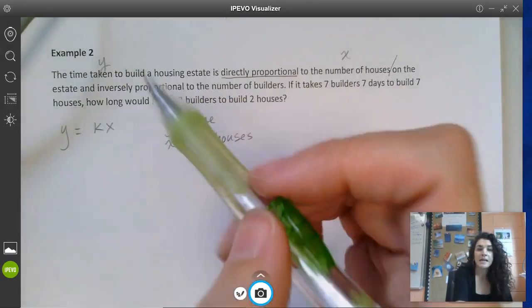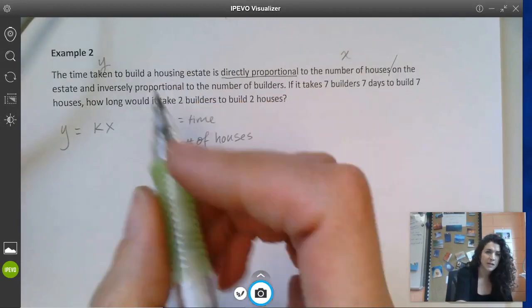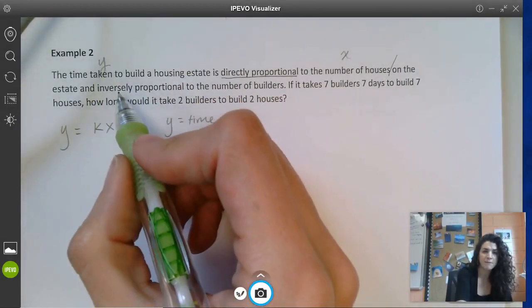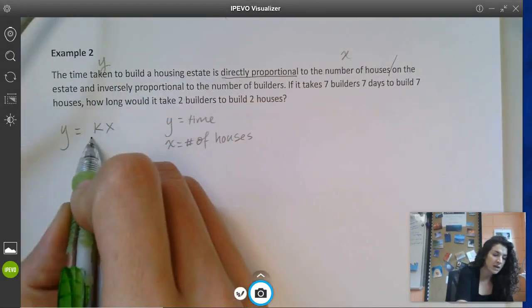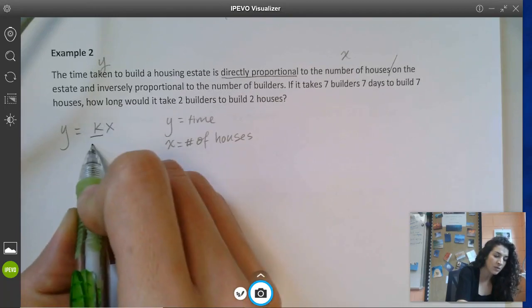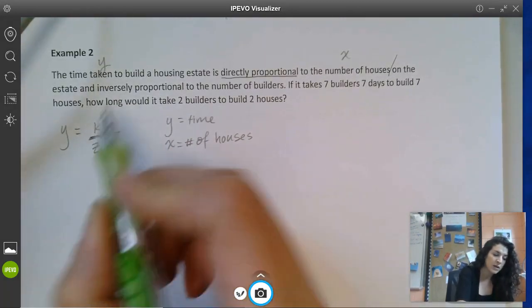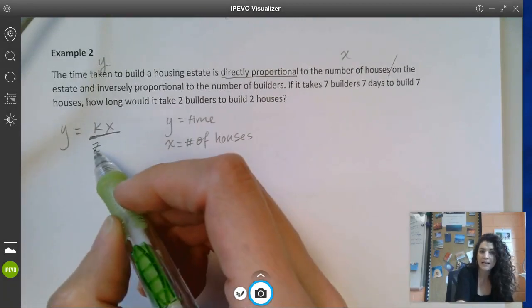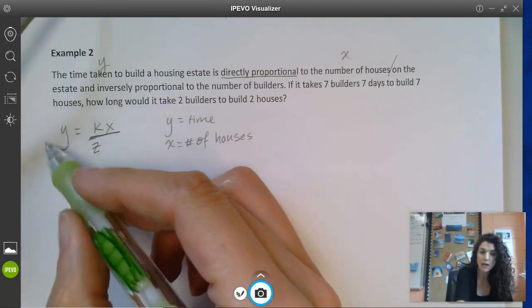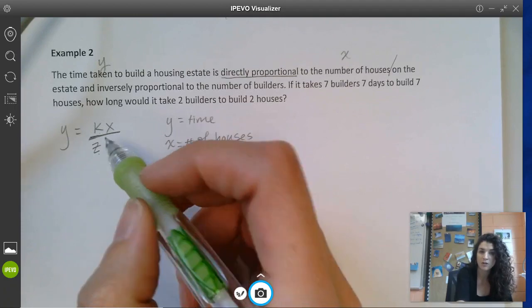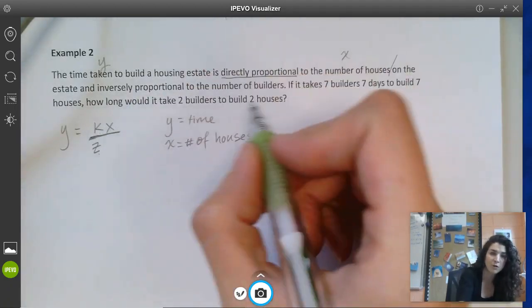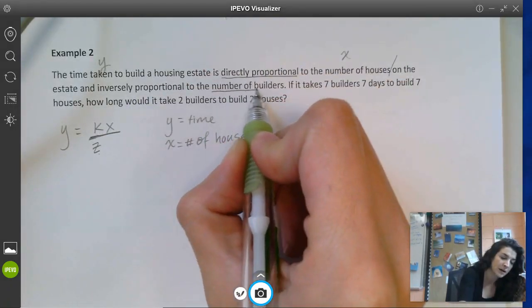It says on the estate and inversely proportional. Oh, interesting. If y was inversely proportional to this, then we would have k over that thing. So when it's directly proportional to one thing, but inversely proportional to another, you can put it in one big equation that looks like that. And that thing that it's inversely proportional to is the number of builders.